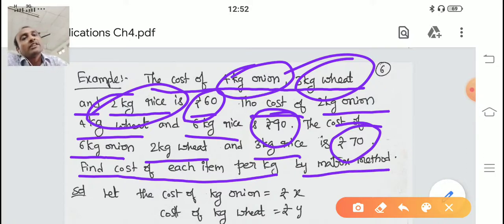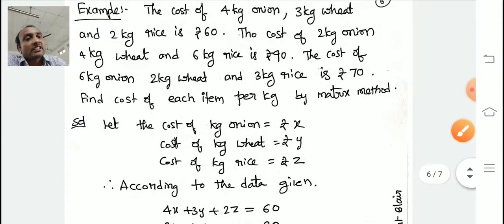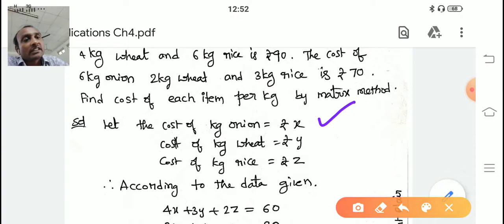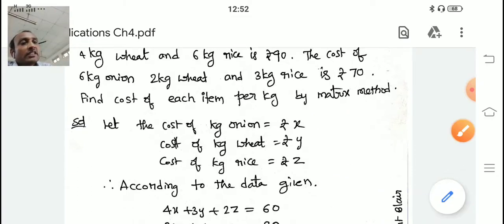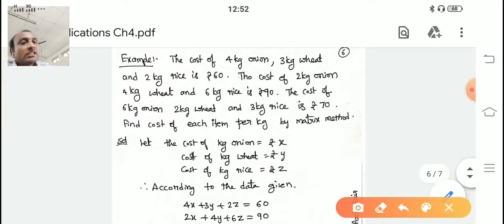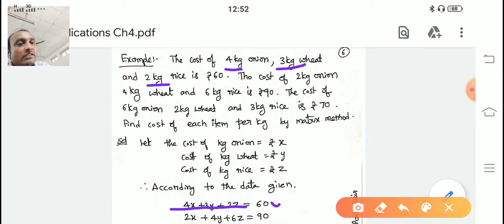That means 3 people went to the market and bought these goods in this way, but we should find out the cost of each kg of onion, rice and wheat by using the matrix method. So, as per the data given, first take the cost of 1 kg onion as x, wheat as y, rice as z. According to the data given, 4x plus 3y plus 2z is equal to 60.